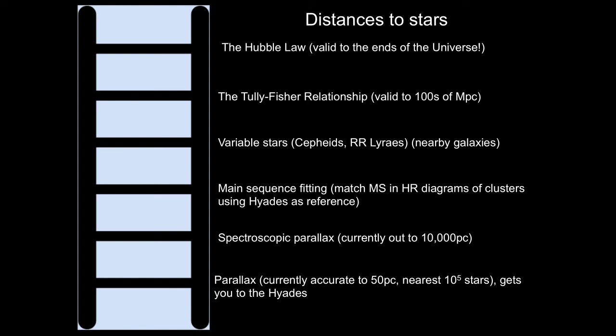Now, the Hubble law gives us another rung on our cosmic distance ladder, one that is valid to the ends of the universe. This allows us to measure the distances of the most distant objects we can see, or at least the most distant galaxies we can see. All we have to do is measure the redshift of the galaxy. That gives us the velocity it's moving away from us, and then the distance we get from Hubble's law.